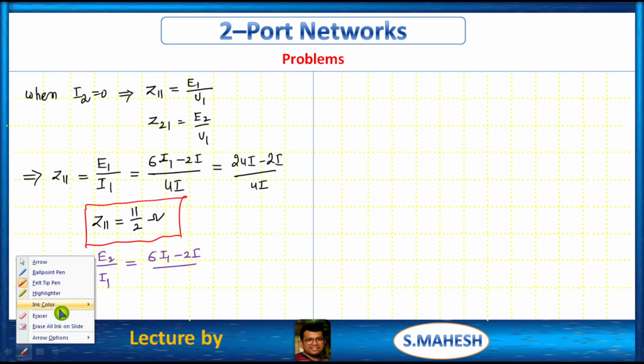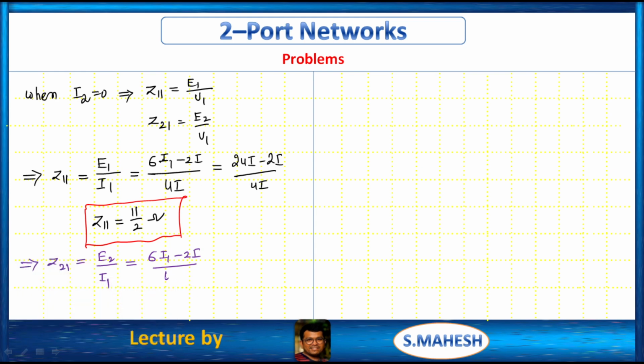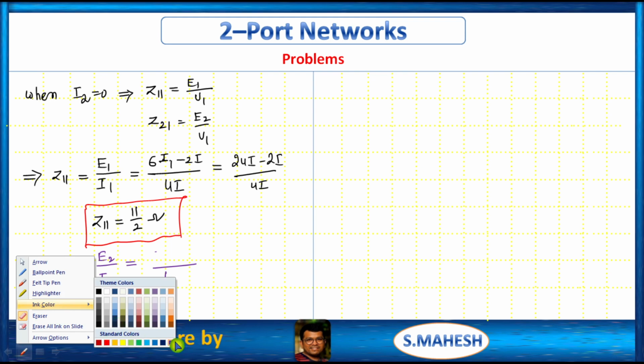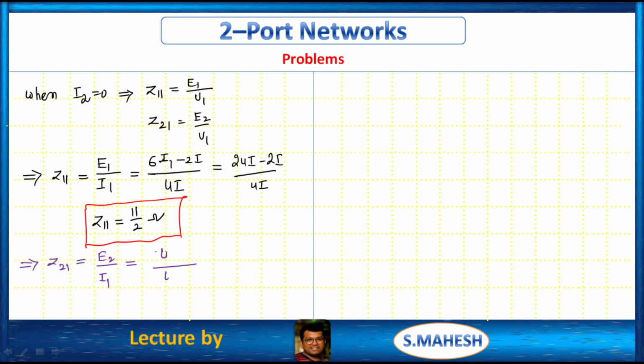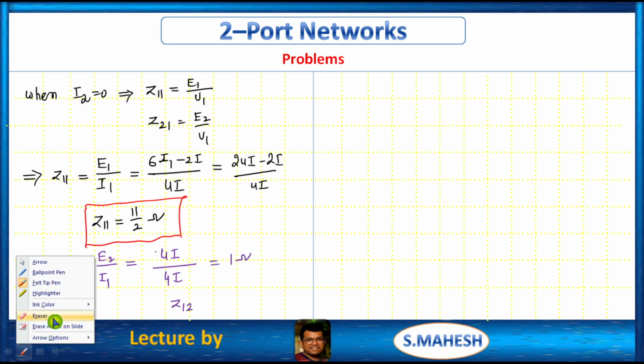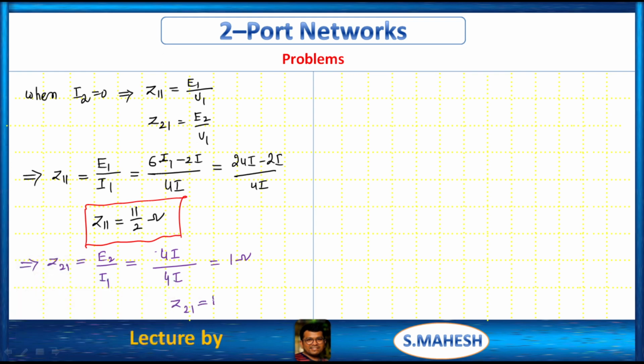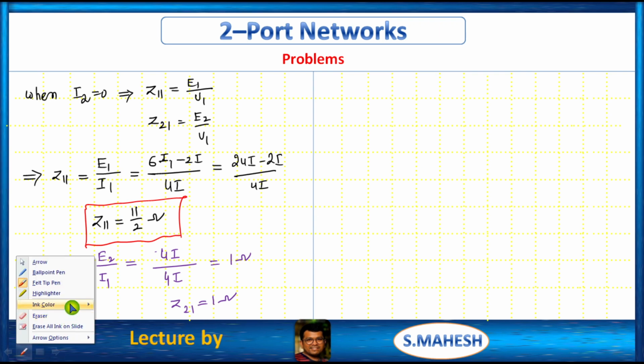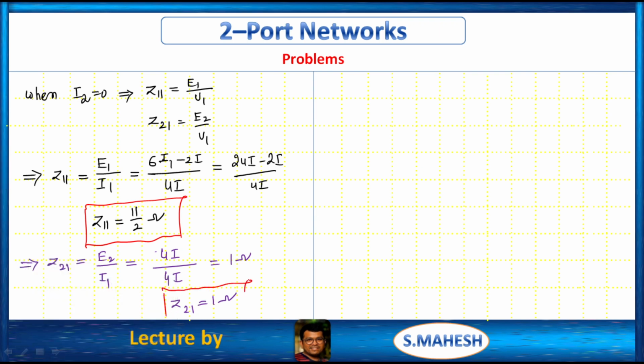Now we can write that this is 4I. What about I1? I1 is nothing but 4I only, right? Which equals 1 ohm. So Z21 is nothing but 1 ohm. So when I2 is open, we have Z11 and Z21. That's it. We have those values.